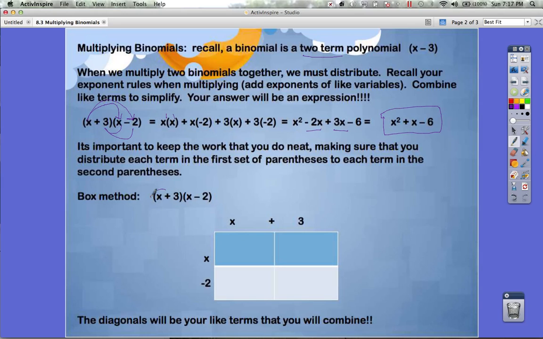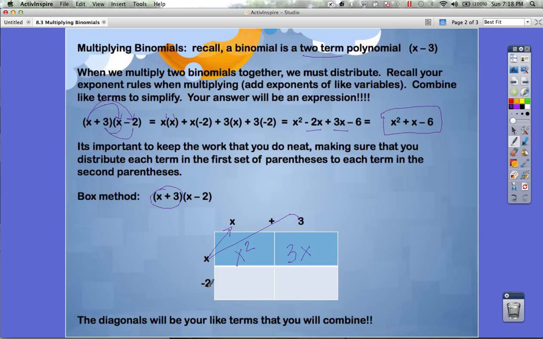I took the first binomial, x plus 3, and I put it on the top. This space is for the x, and this space is for the other part. And then the x minus 2, I'm going to go this way. Well, this is the x section, and this is the minus 2 section. So when you do this, you're just going to multiply and then put your answer in the box. So this is x times x, which is x squared. X times 3, which is 3x.